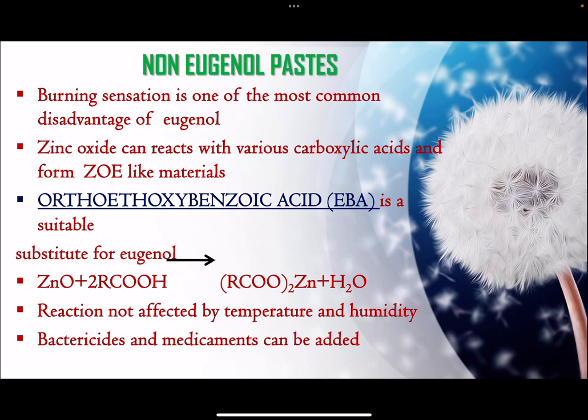As burning sensation is one of the most common disadvantages of eugenol, non-eugenol pastes are available. Here, the zinc oxide will react with various carboxylic acids. For example, ortho-ethoxy-benzoic acid (EBA) is a suitable substitute for eugenol. The reaction is not affected by temperature and humidity. Bactericides and medicaments, etc., can be added to limit the irritation.